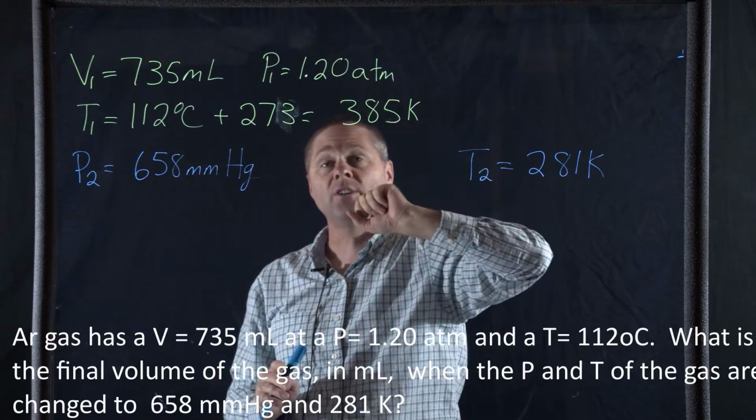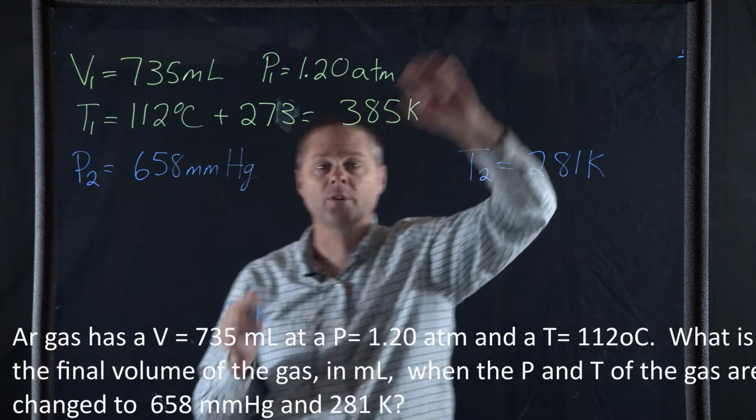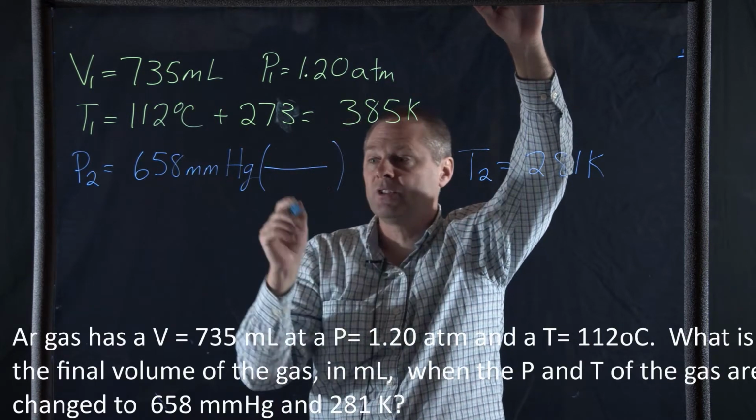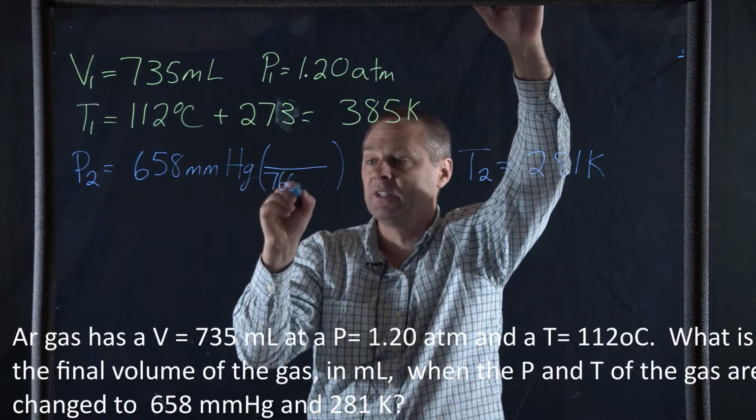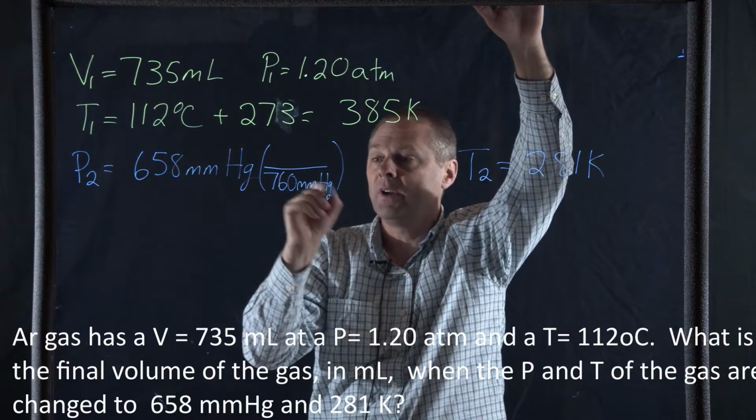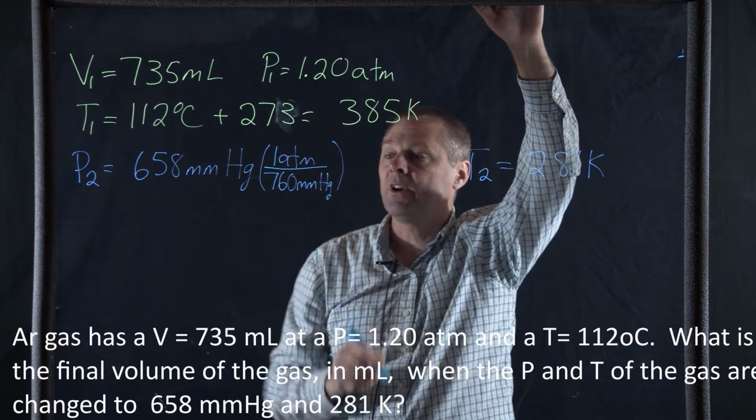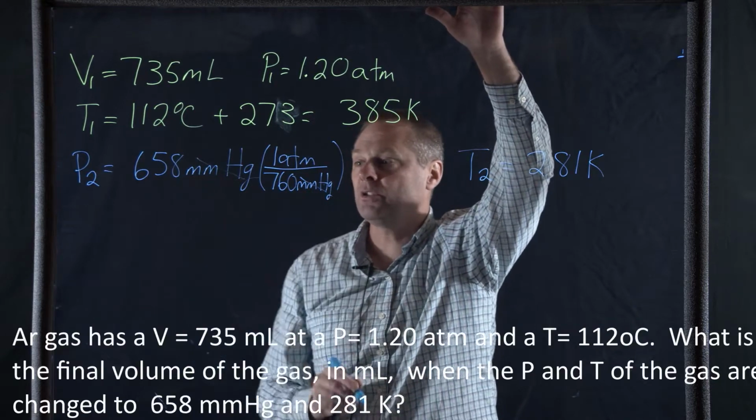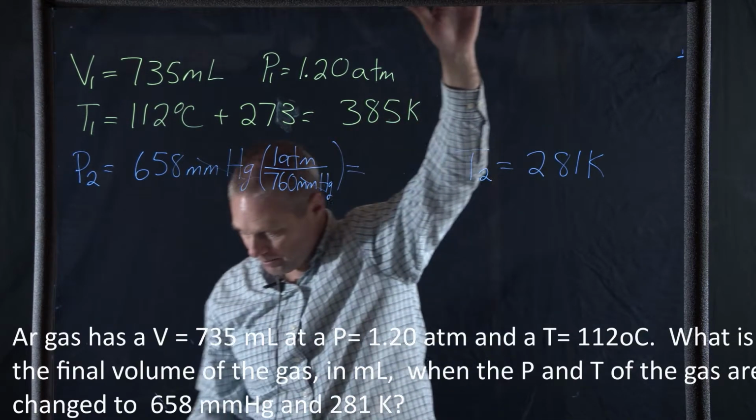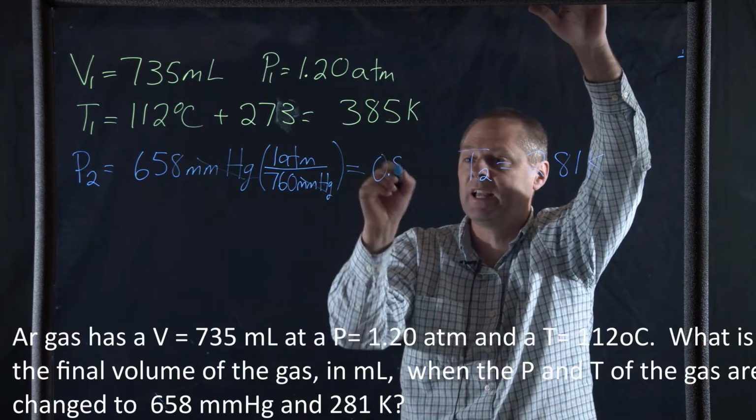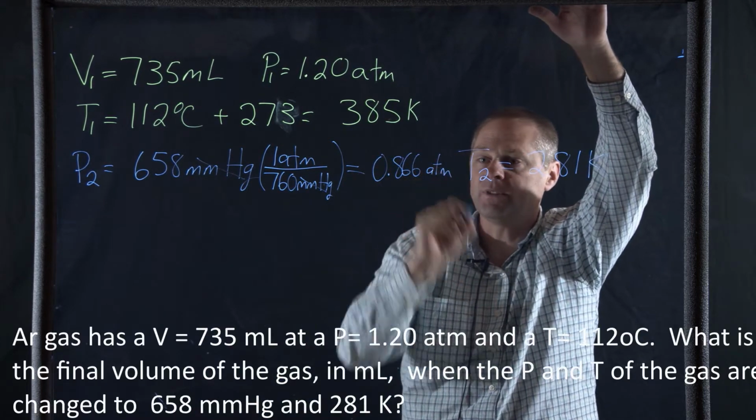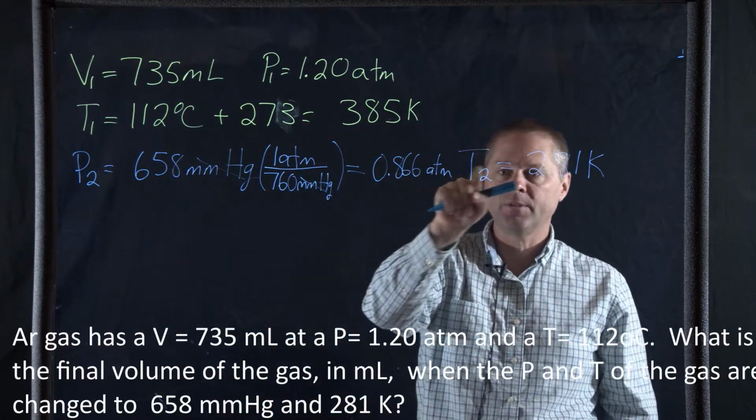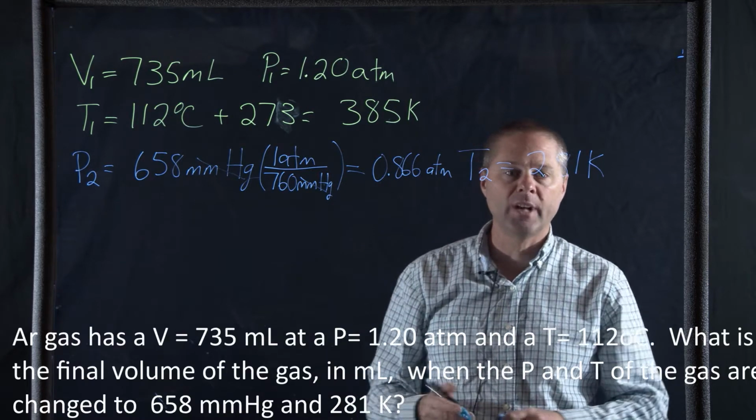But the pressure one is 1.2 atmospheres. Here it's in millimeters of mercury. Now if we want to convert this into atmospheres, which is consistent with that, we must divide by 760 millimeters of mercury. And that's equal to 1 atmosphere. So 760 millimeters of mercury is equal to 1 atmosphere. Those units are going to cancel out, and what we get for our P2 is 0.866 atmospheres. All right? So we have a P2 of 0.866 atmospheres, and T2 is 281 Kelvin.